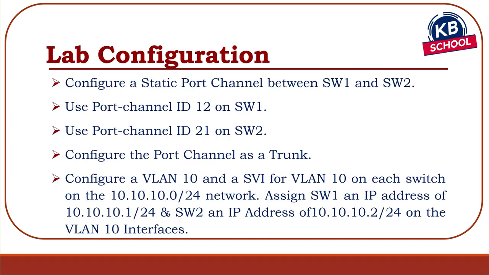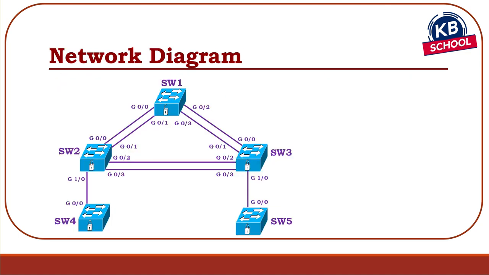What else does the lab have you do? Configure the port channel as a trunk. Once I create it, it'll create that logical interface 12 and 21, and I'm going to configure that as a trunk. Configure an SVI for VLAN 10. Configure VLAN 10 and an SVI for it so that I can actually send some traffic between the two switches. Once this is done, I'll create a logical interface over here on the two switches.